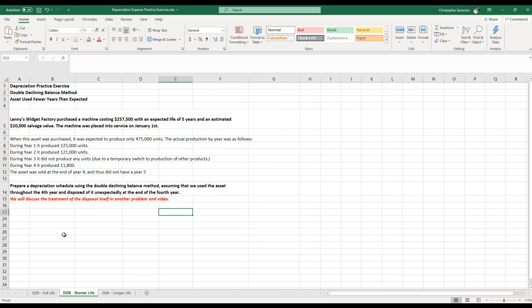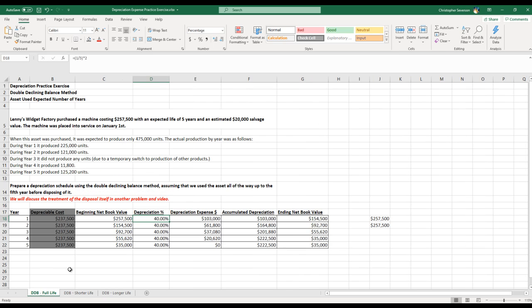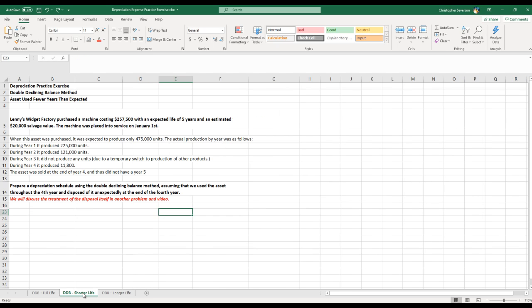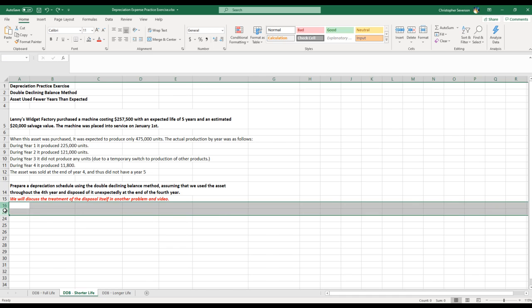I wanted to talk about a similar scenario. Well, you know what? Before I do that, let me go back to our original data set where we put it to 20,023. Of course, we would have adjusted that last year. But let's take a look at the scenario where we have a shorter life.